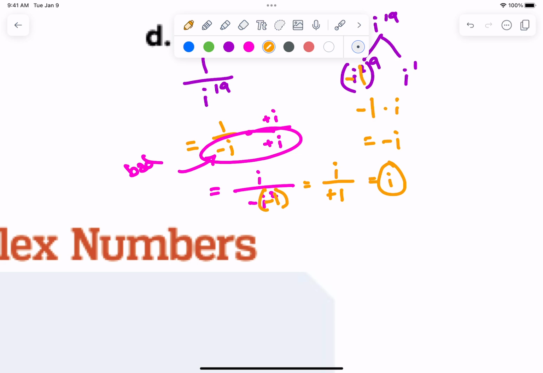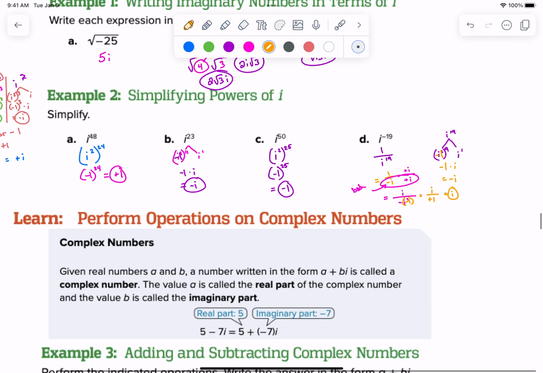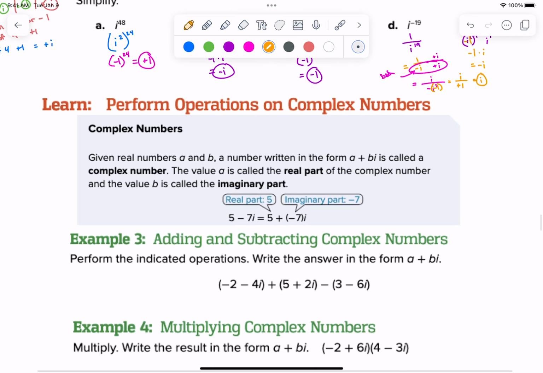If you end up with an I on the bottom, yes, you have to do this. You can't have even a positive I on the bottom.